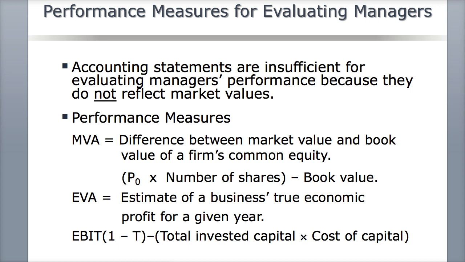So MVA, market value added, is simply the difference between the market value of the firm's equity and the book value shown on the balance sheet. The market value is found by simply multiplying the stock price by the number of shares outstanding. So say, for example, you could have a stock price of $25 and 1,000 shares. So $25 times 1,000 shares gives it a market value of $25,000.